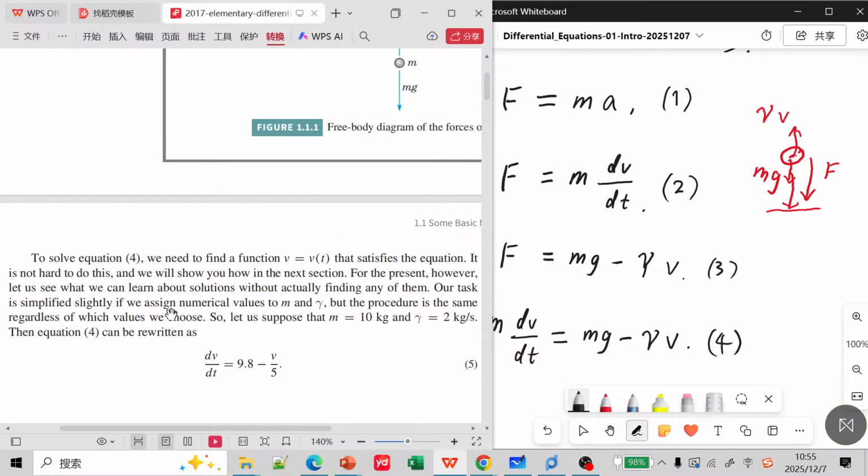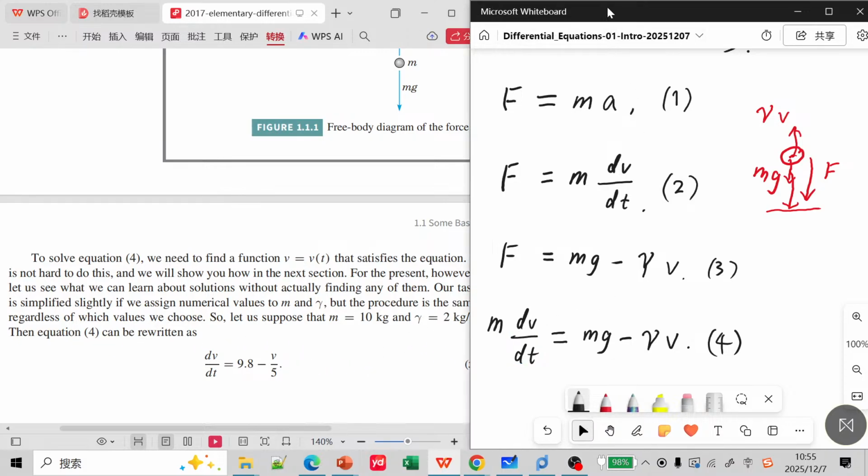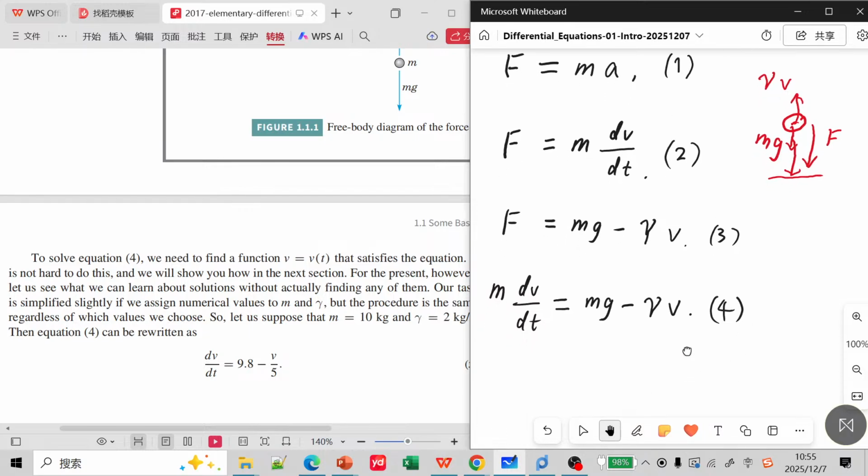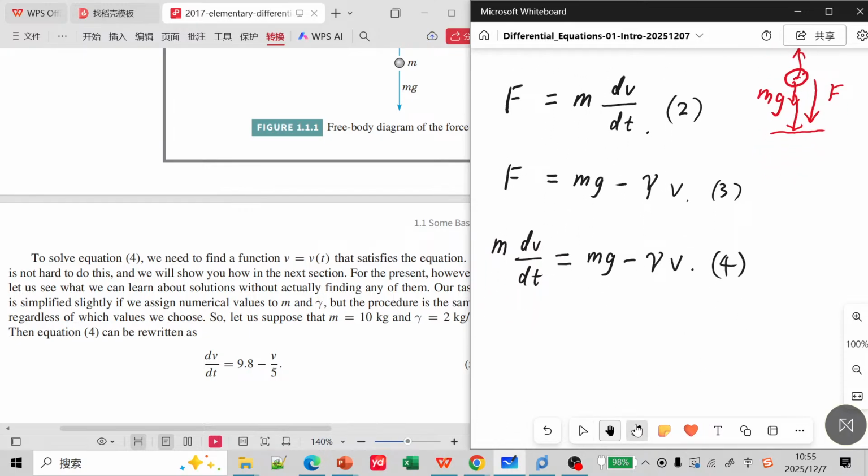For the present, however, let us see what we can learn about solutions without actually finding any of them. Our task is simplified slightly if we assign numerical values to m and gamma, but the procedure is the same regardless of which values we choose. So let us suppose that m is equal to 10 kilograms and gamma is equal to 2 kilograms per second. Equation 4 can be written as the fifth equation. Let's write down this fifth equation.